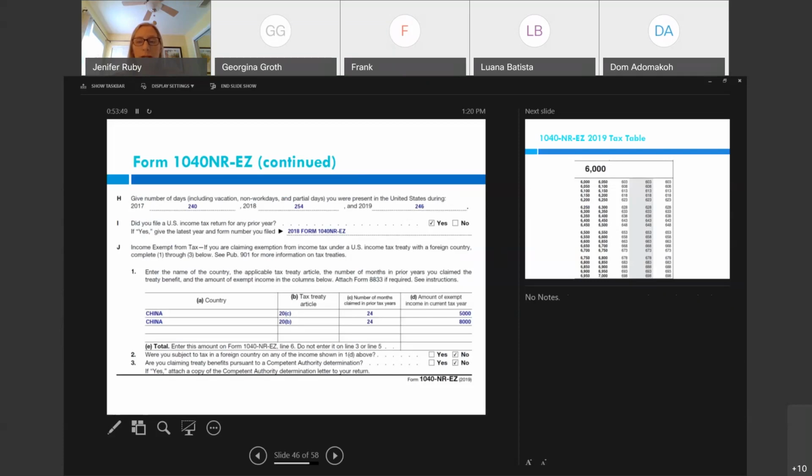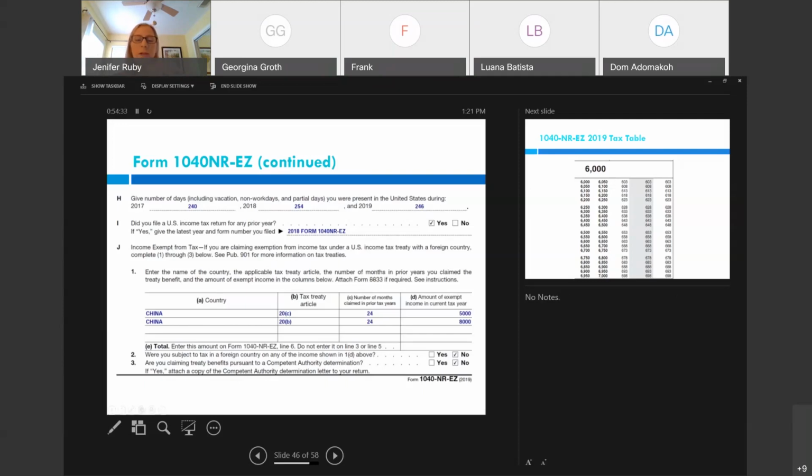And then it asks for any of your income that was exempt from taxes based on a tax treaty. So if you recall, when we looked at the Chinese government and US government tax treaty, there were tax treaty articles referenced in that table, and then the number of months claimed in prior years. So in Tommy's situation, he also claimed the same number of months, and then the amount. So the 5,000 and the 8,000 are listed.